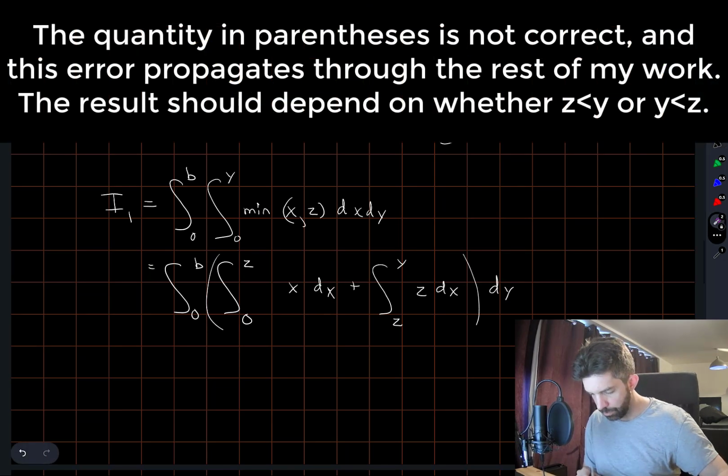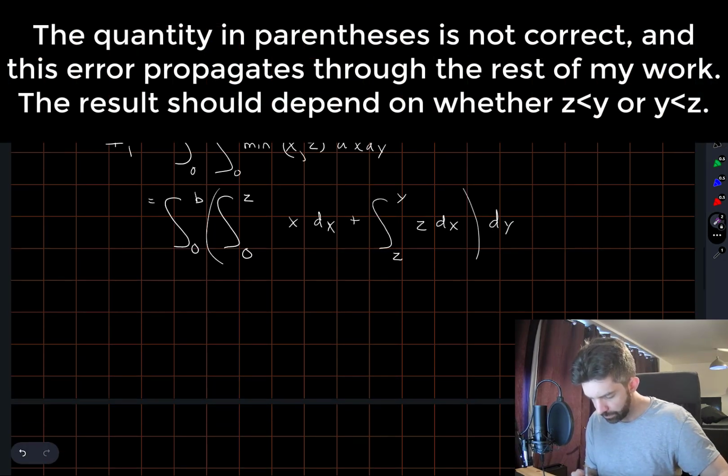So in this integral, the first one, when x is less than z, the minimum of x and z is x. So I've divided the integral into 2 regions. The original integral goes from 0 to y. I'm going to write this as an integral from 0 to z plus from z to y, where the thing we integrate changes.